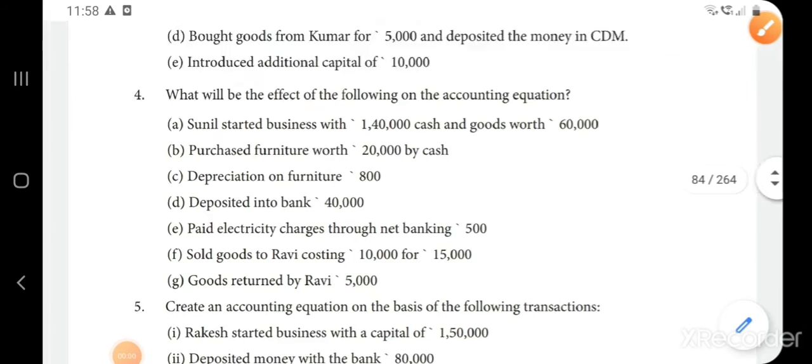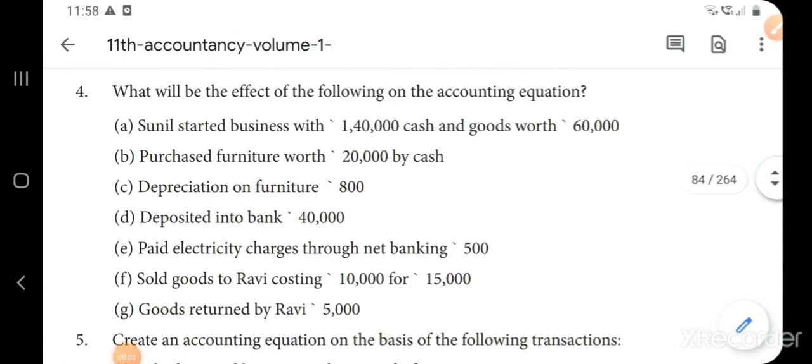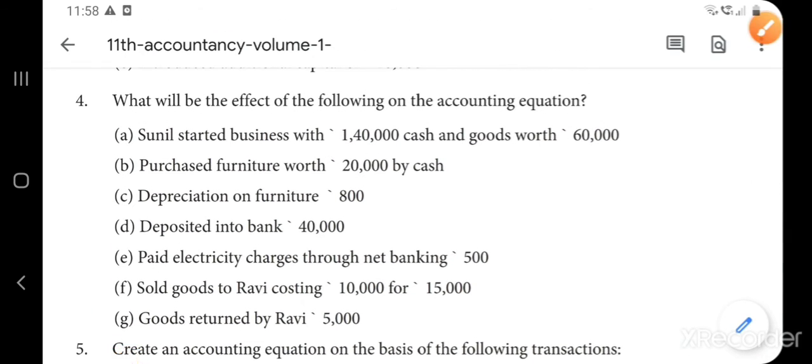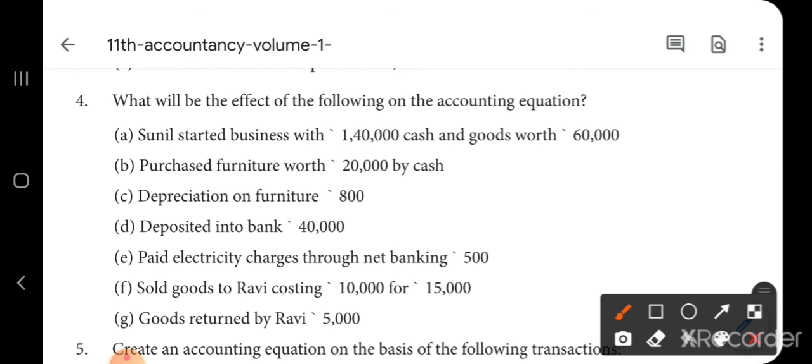Exercise 4. What will be the effect of the following on the accounting equation? Sunil started business with 1,40,000 and goods worth rupees 60,000, meaning this is the opening capital. So you will write to balance brought down. Okay, in cash you will write 1,40,000 and in stock you will write 60,000. So total capital brought in is 1,40,000 plus 60,000. So capital you will show 2 lakh.